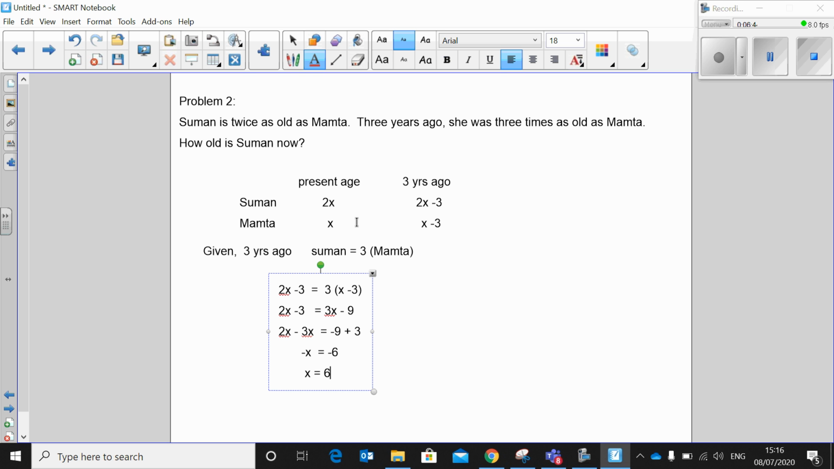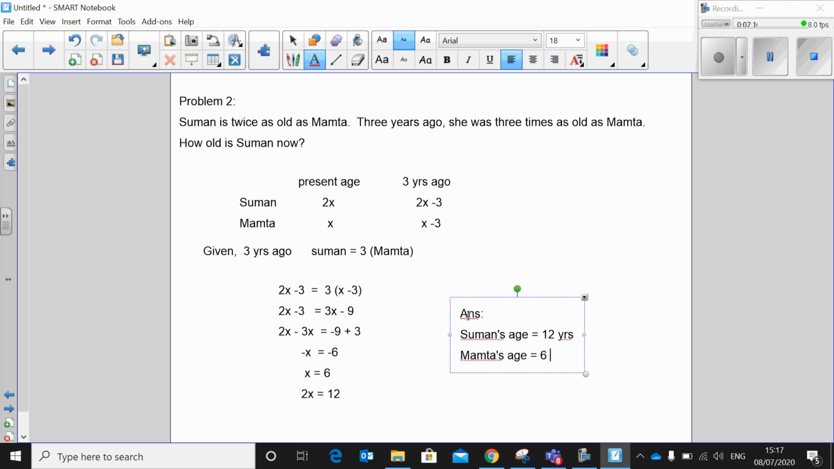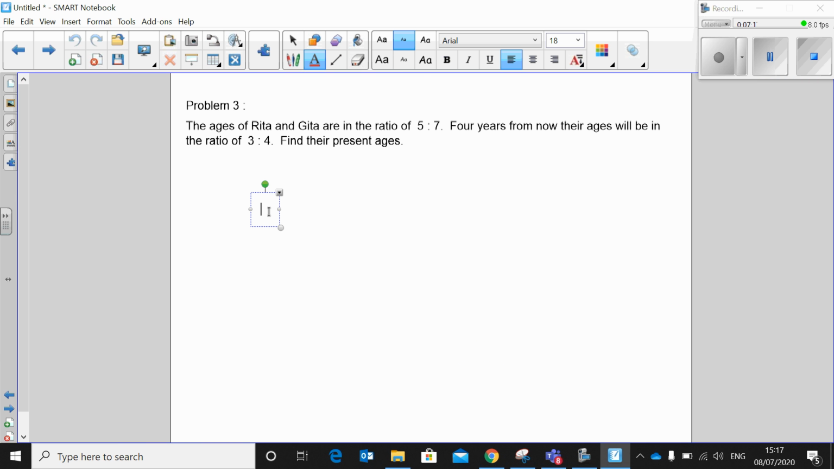If x is equal to 6, what will 2x be? 2x is equal to 2 times 6, which is 12. So now what are the ages of Suman and Mamta? Suman's age is 12 years, whereas Mamta's age is 6 years. Is it clear? Yeah, let's move on to the third problem.